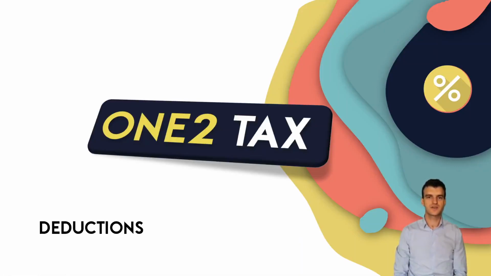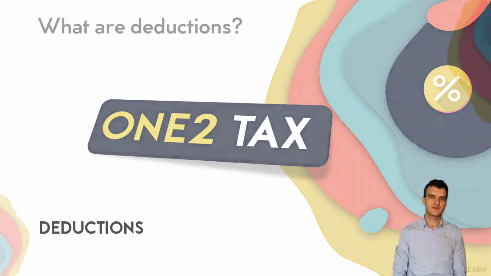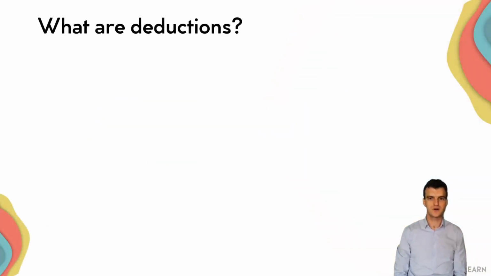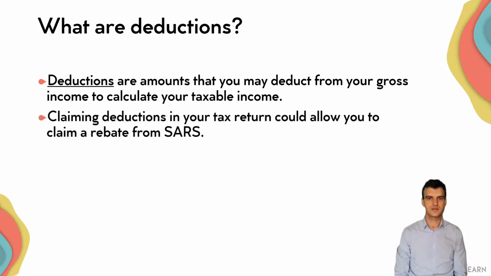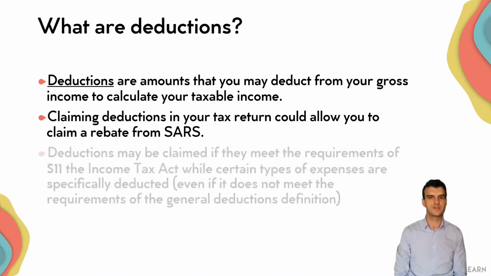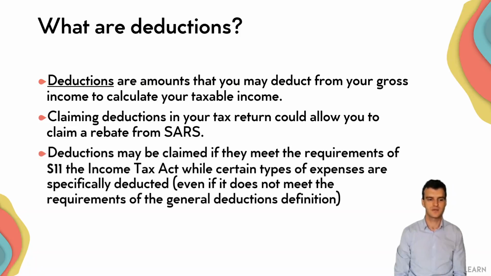In this video, we're looking at deductions. Deductions, as the name suggests, are amounts that you may deduct from your gross income in order to determine your taxable income. That means that if we want to minimize our taxes, we want to maximize our deductions. So this is a key tax avoidance technique, to be able to claim every type of deduction that is available to you in order to minimize your taxable income.